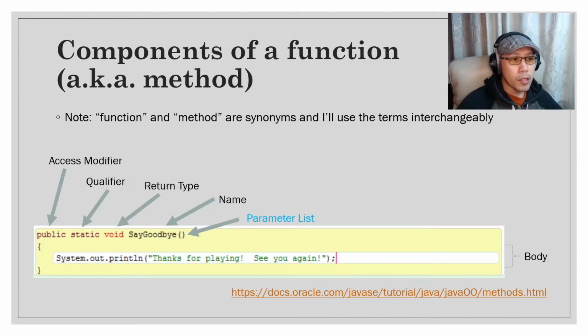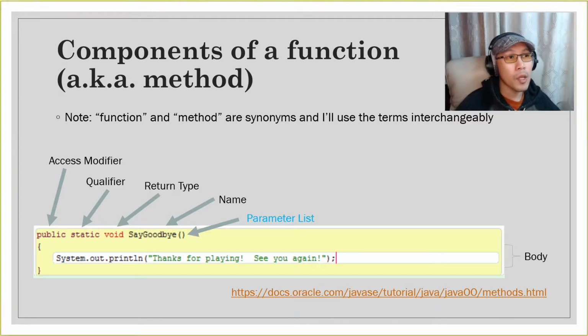Okay, so last time I talked about the components of a function, in other words, a method. Keep in mind that functions and methods are synonyms, and I'm going to be using the terms interchangeably, both in class as well as in my recordings. Last time we talked about the access modifier, qualifier, return type, name, and parameter list. Today I will be focusing primarily on the parameter list.